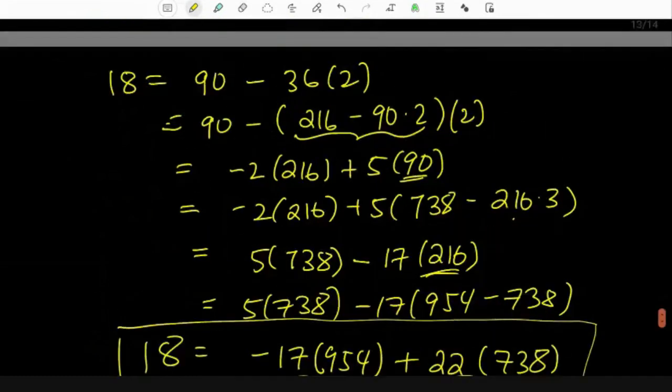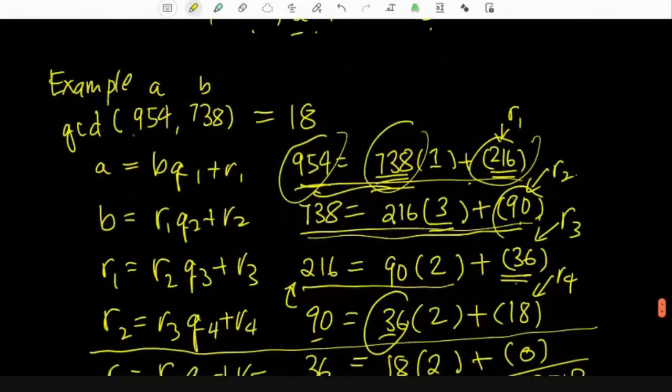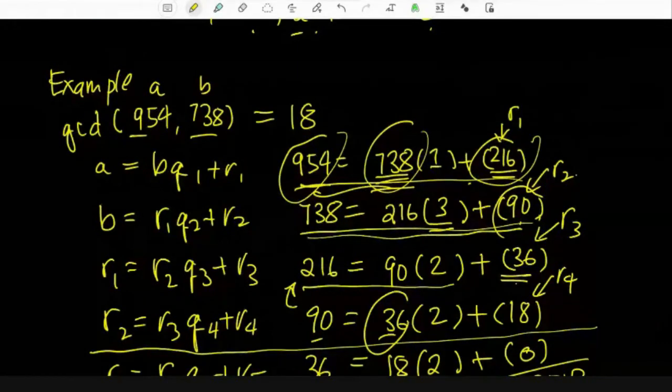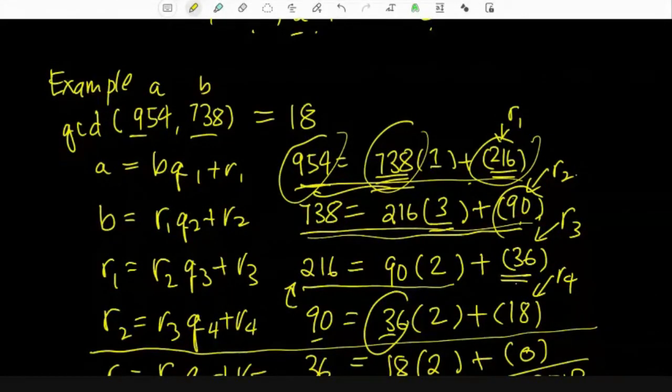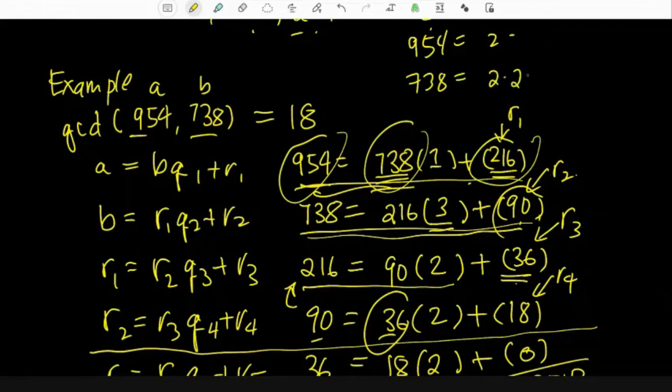Even when the values of A and B are large, of course, some of you can still try to get the GCD by factoring 954. In high school, that's what we did, right? That's okay. We factor 954 by dividing by 2, getting the prime factorization, and likewise for 738. Then you take the common factors and multiply them. That's the GCD. That's also a valid technique to find the GCD.